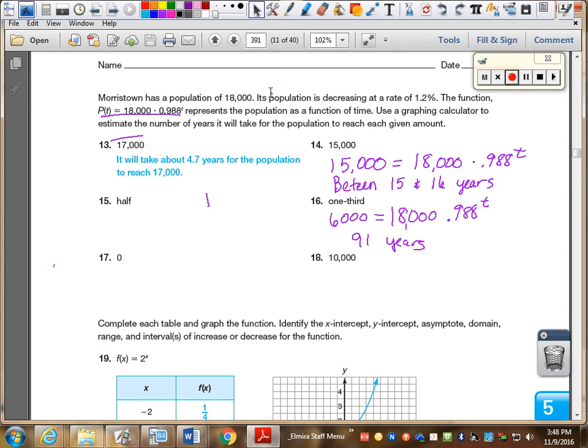I will say that 17 is a trick question. Mathematically, it's never going to be 0. Eventually, it would round to 0. We're talking about people, so you would have to round to 0, but it's never actually going to be 0.